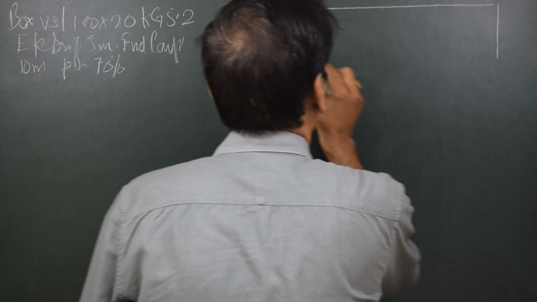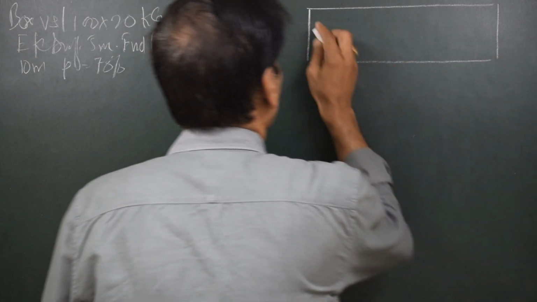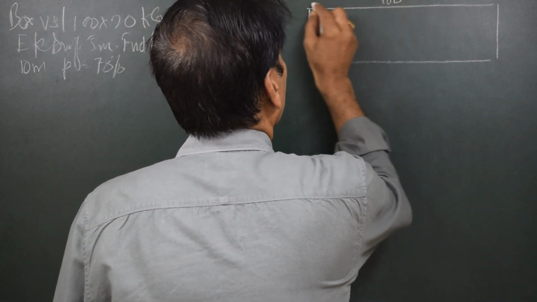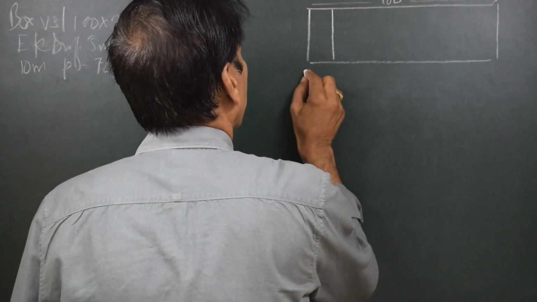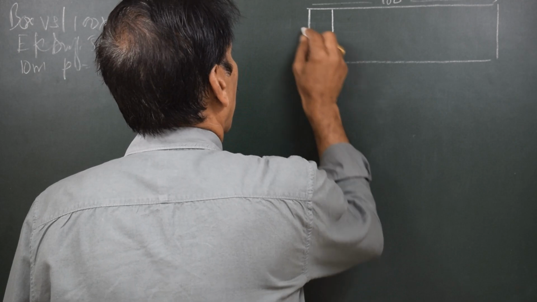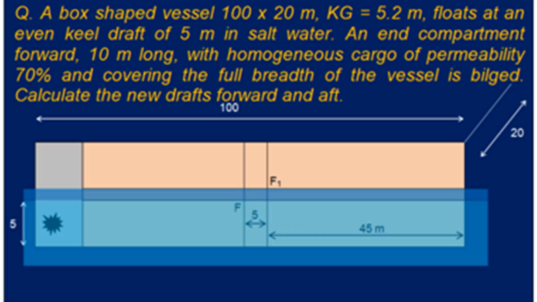Here is the box vessel, 100 meters in length. At the forward end you have 10 meters, and the craft floats at an even keel draft of 5 meters. Permeability here is 70% and this compartment is bilged.